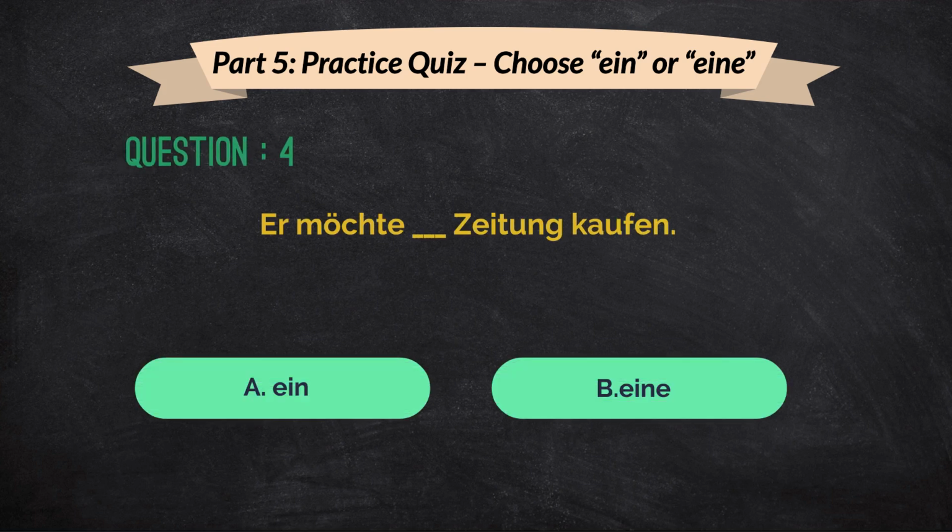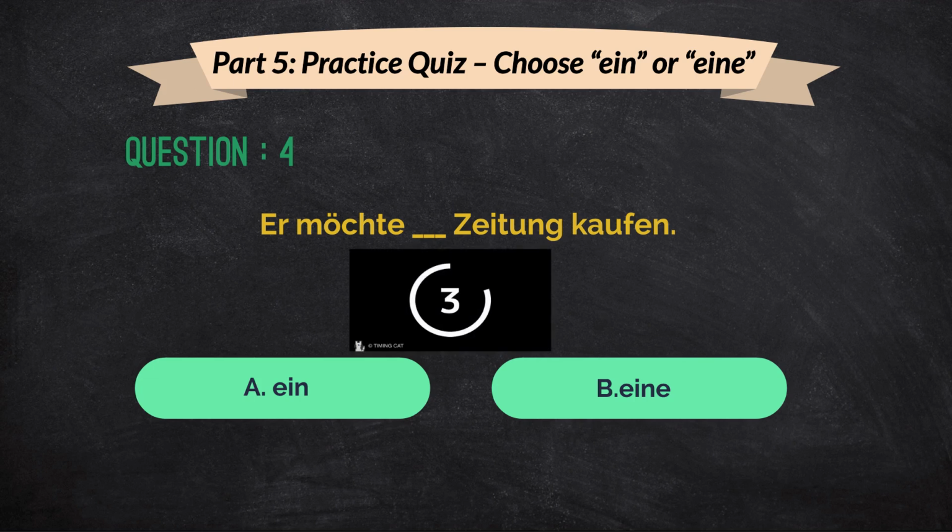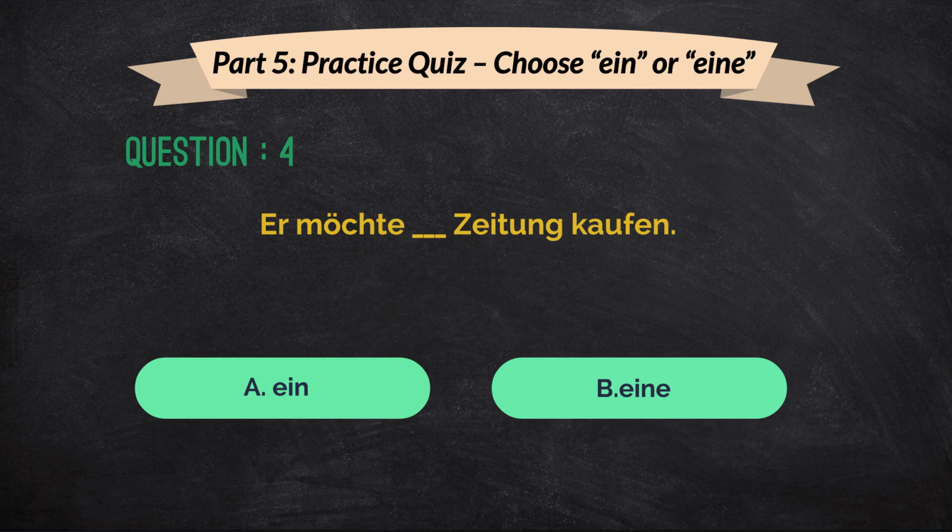Möchte Zeitung kaufen, ein or eine? Zeitung means newspaper. It is feminine. So we say eine Zeitung. The correct answer is B, eine.